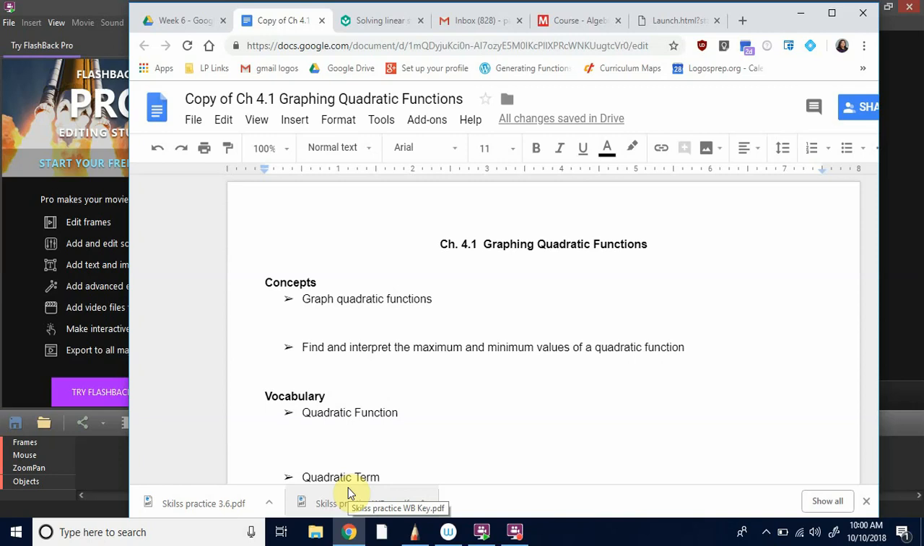This is video 4.1, graphing quadratic functions. Our concepts here, a lot of this is going to be review, but in a different form. So we're going to graph quadratic functions, and we're going to find and interpret the maximum and minimum values of a quadratic function. So let's look at our first few vocabulary.